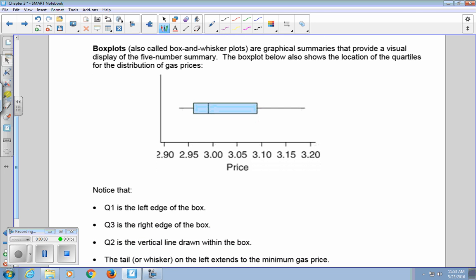A box plot is a graphical summary that provides a visual display of your 5-number summary. So you can find out all of your information by looking at a box plot for the 5-number summary. The box plot below shows the quartiles for these gas prices. What a box plot looks like is it has this box or rectangle here, and each end of this is your Q1, and this end here is your Q3. The middle line, the division line right here, represents your Q2, which we also know is your median.